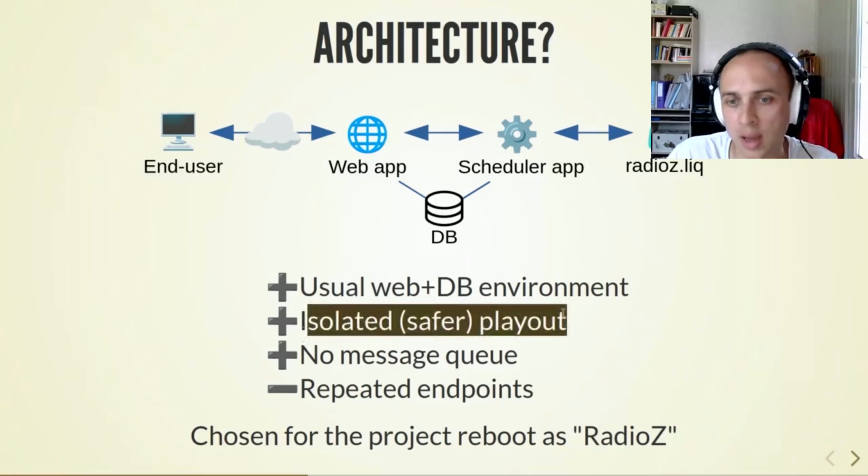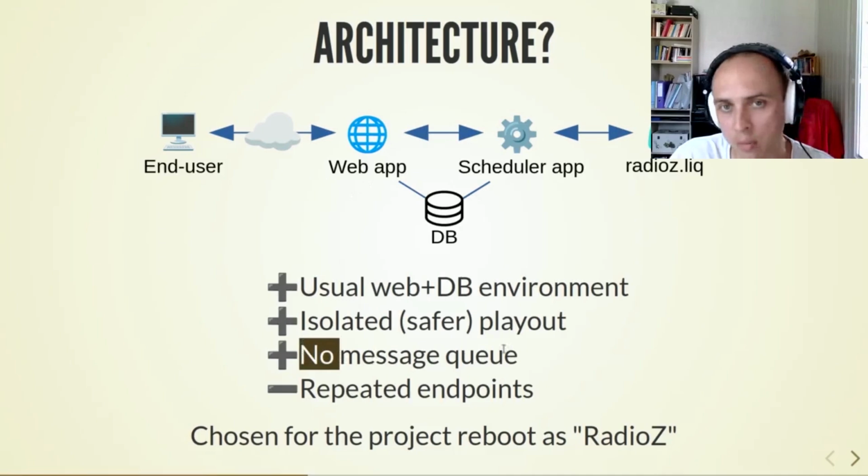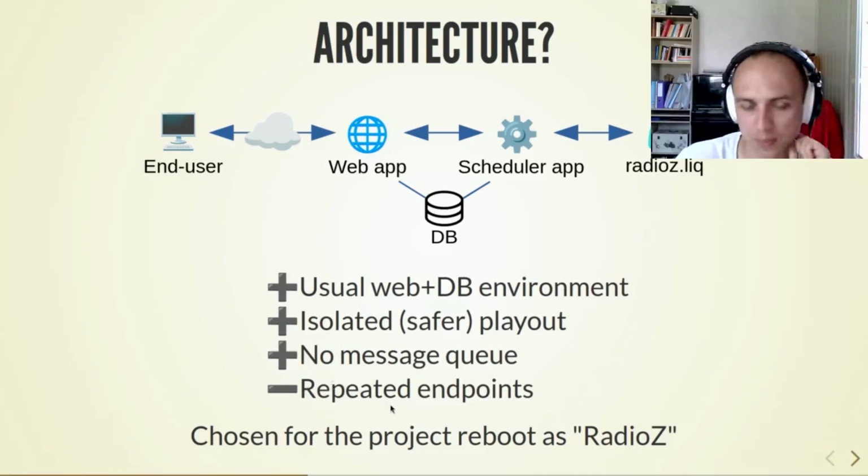The playout is completely isolated. So if, for example, you lose access to the internet, or if the web application is out for some reason, the scheduler can still work and broadcast. We still don't have any message queue. Everybody speaks HTTP. That's the same protocol. The only downside is that there are one or two endpoints that are repeated between every application, but that's okay.